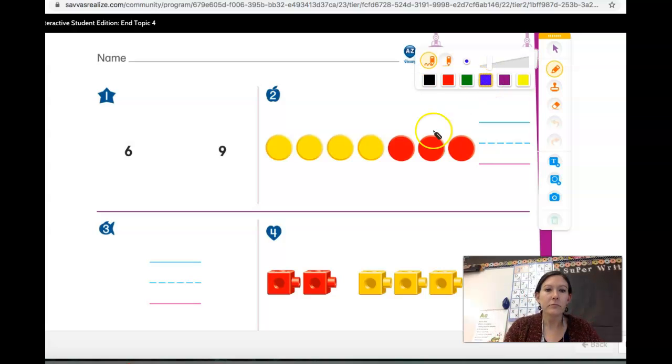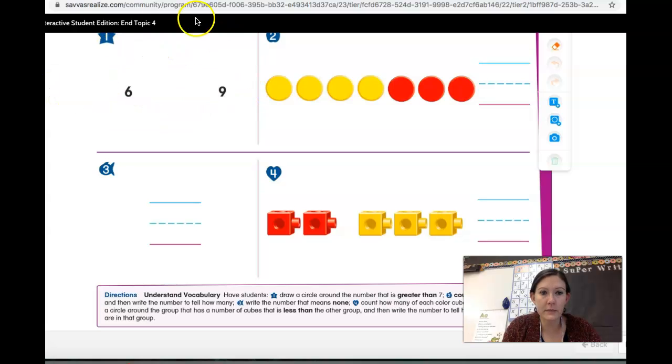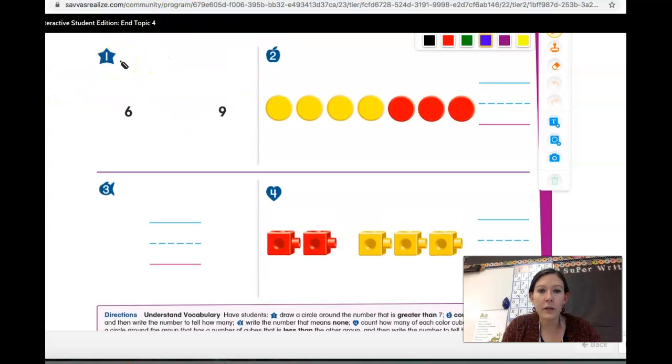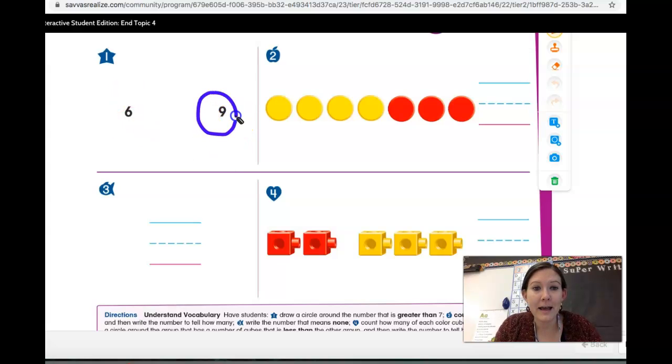Here we go. All right, for number one star, which is this one right here, I want you to circle the number that is greater than 7. Which one of those numbers is greater than 7? Remember, greater means more. It is the number 9. 9 is greater than 7. 6 is less than 7.